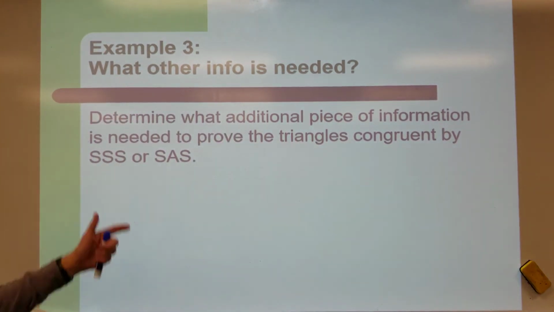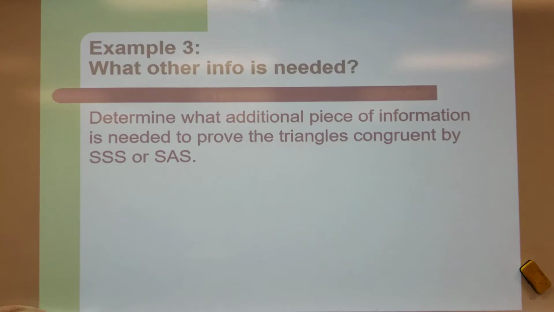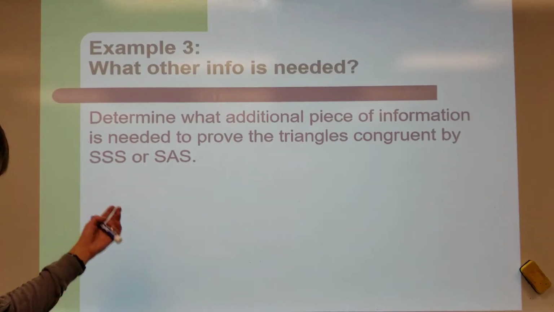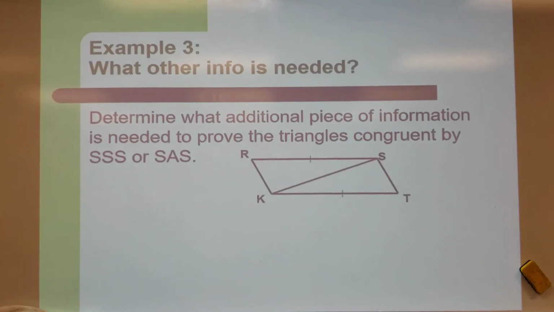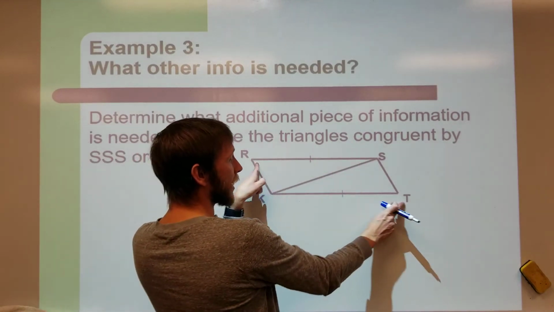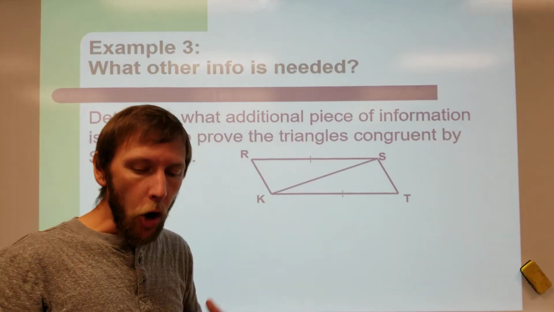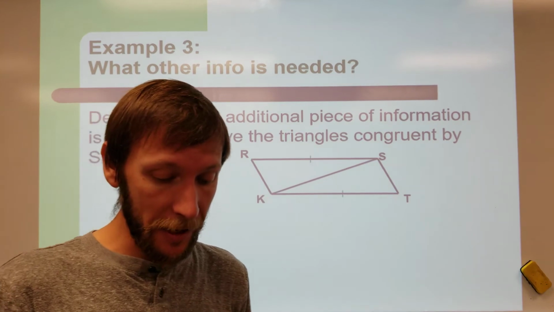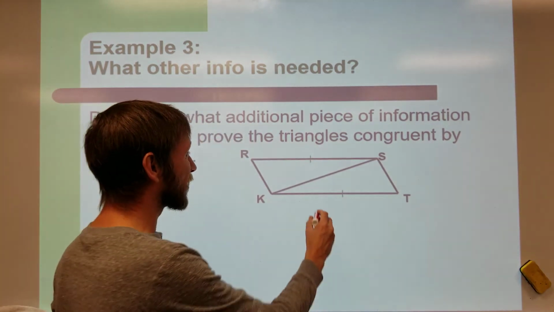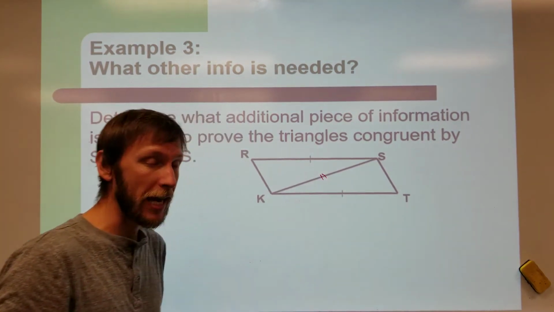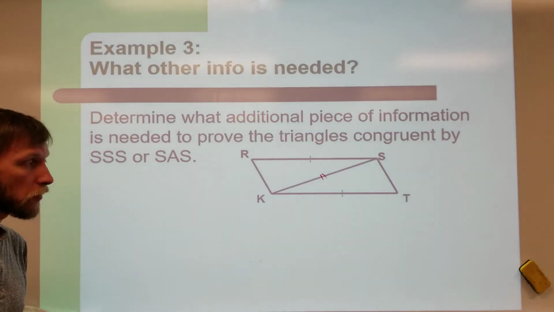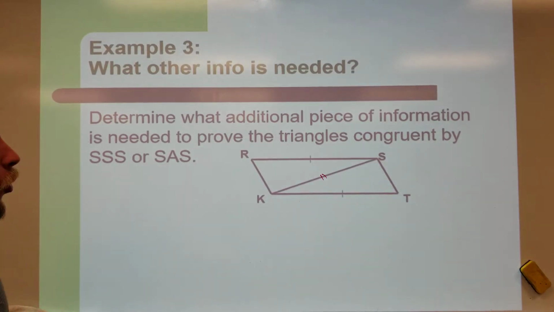All right? Determine what additional piece of information is needed to prove the triangles are congruent using SSS or SAS. So here I have a few pictures. On this first one here, we're going to note that I've been given that these segments are congruent to each other. That's awesome. But I can also use my brain to understand that I've got a reflexive segment congruent to itself. SK is congruent to KS. So then, what else do I need?